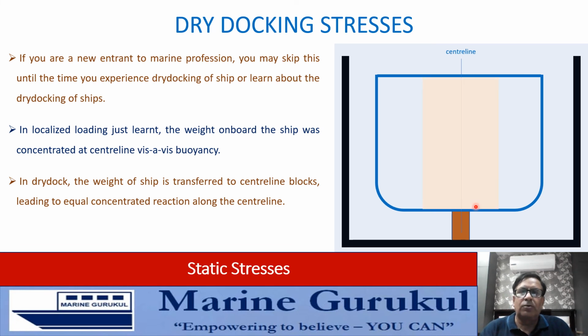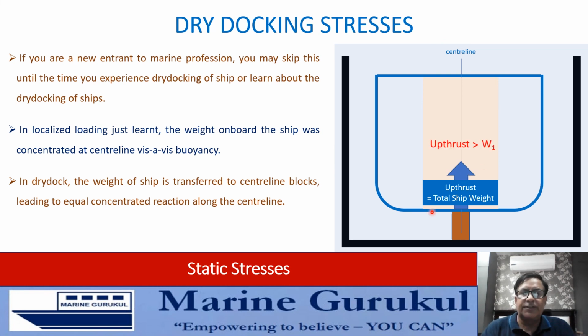So what does the block do? The block will experience upthrust. We can divide the ship in the transverse direction into three portions, the way we did in localized loading. Now along the center line here, the vessel experiences upthrust, which is equal to the total weight of the ship. Now what happens is, there is no buoyancy. There is absolutely no buoyancy because the dry dock has been dried up and water has been pumped out.